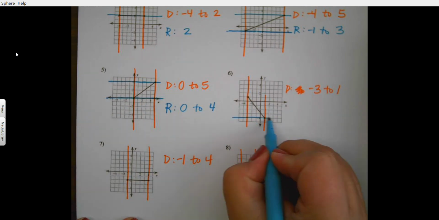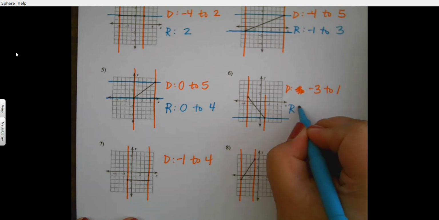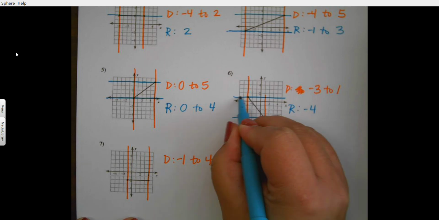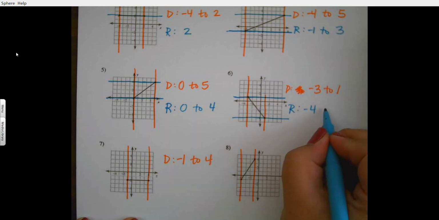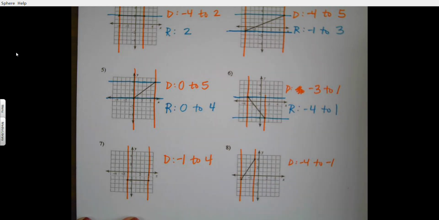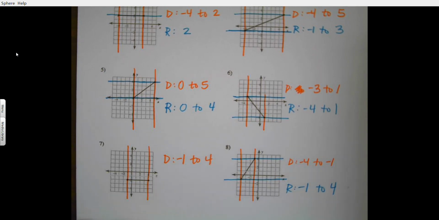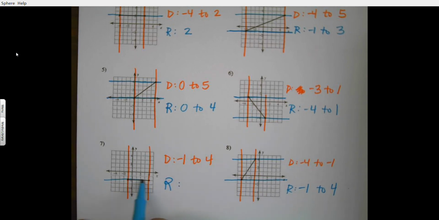Bottom number of my y-axis to the top of my y-axis. Bottom number to my top number, top. This one, my range is straight across.